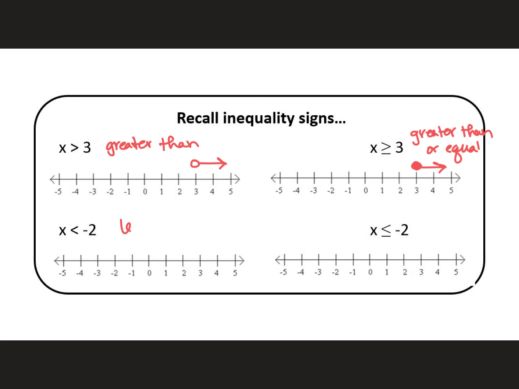The last two we have are less than and less than or equal to. For the one on the left, where x is less than -2, I go to -2, it's an open circle, and it points to values that would be less than, which would be numbers to the left. For this last one, because it's less than or equal to, the circle is filled in, and the arrow is still pointing to the left. So open circles for just less than or just greater than, closed circles for either of the or equal to pieces.